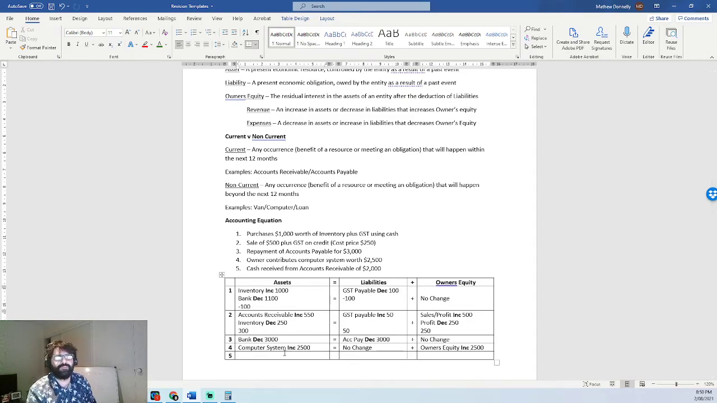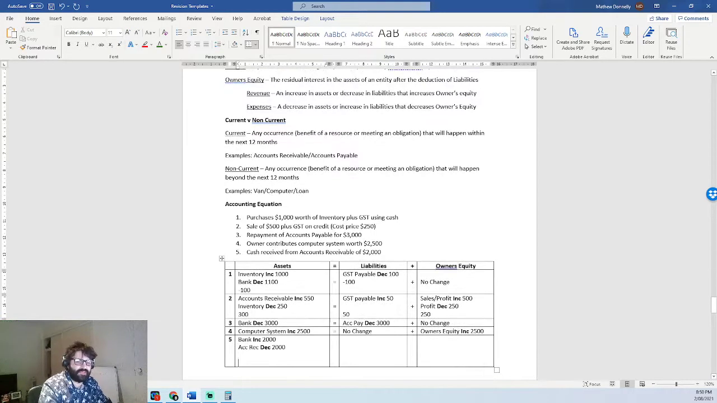And then cash received from accounts receivable. So we received $2,000 from accounts receivable, makes our bank go up. Just going to put that there, 2,000. Now, where does it come from? It comes from accounts receivable. Now, accounts receivable is an asset. So if we're being repaid, that decreases the other asset. And we see the net result here is 0.